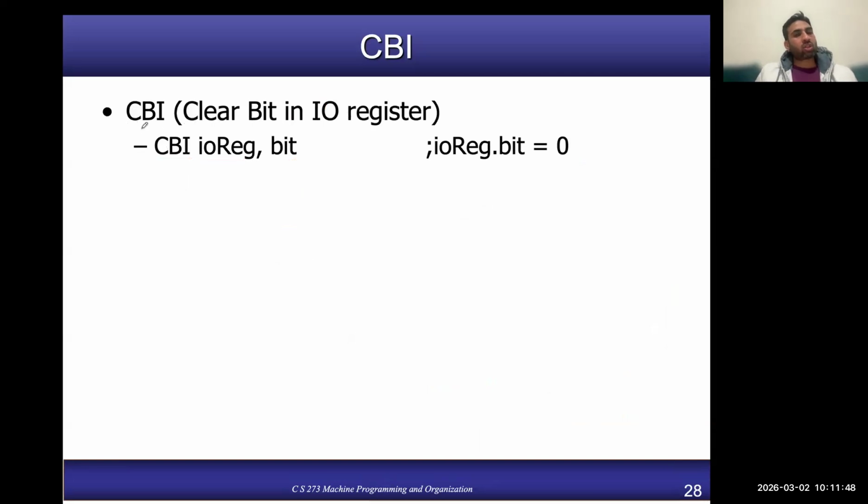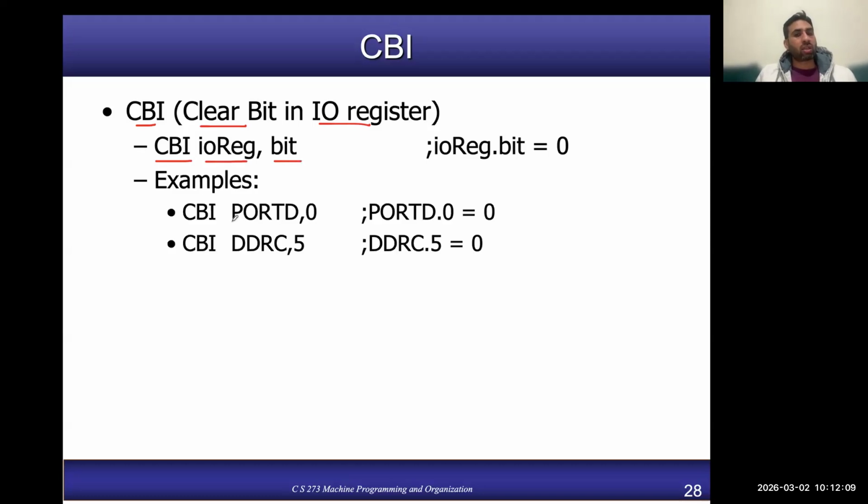So a complementary instruction to SBI is CBI, which actually does the opposite of SBI. So it clears the bit in the IO register at the given index. So the syntax is that first you write the name of the operation, then the name of the register and comma, and then the index of the bit which you want to clear to 0, right? So here are the examples. CBI port D comma 0. So it means you are saying clear the pin 0, bit 0 of the port D. Which means write 0 in the bit 0 of port D.